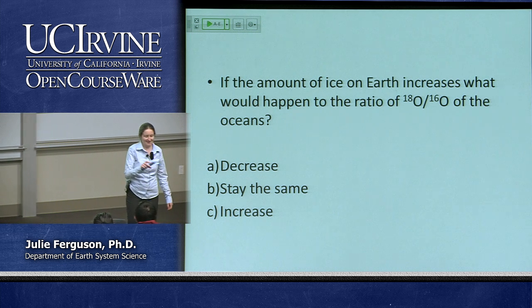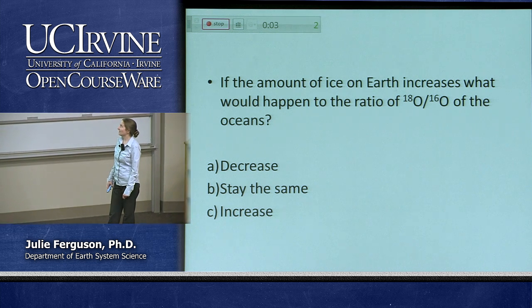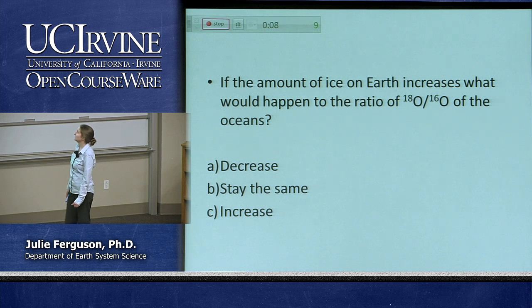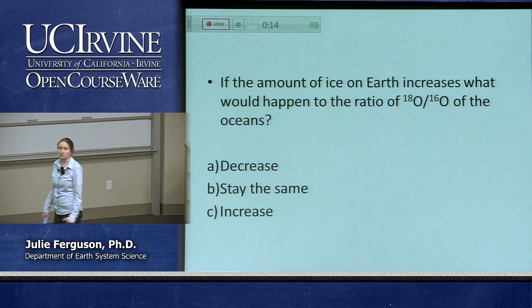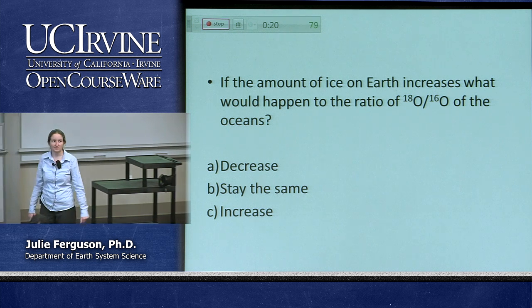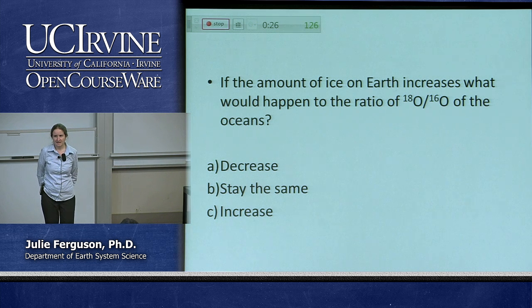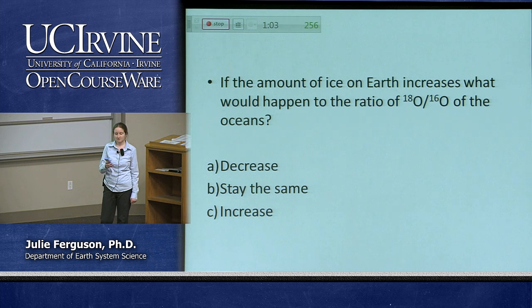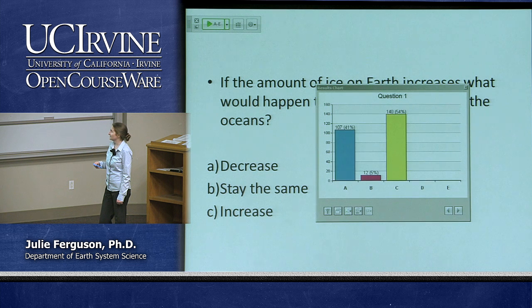So, first of all, because relatively few people were here on Friday, I would like to see if we can get to this idea. If the amount of ice on Earth increases, what will happen to the ratio of oxygen 18 to oxygen 16 in the ocean? So think about where the oxygen 16 will go, and what that will do to the amount of oxygen 18 compared to the oxygen 16 in ocean water. Okay, so think about it for a couple of minutes carefully first. Has everyone had a chance to vote who would like to vote? Okay, let's take a look and see how we're doing with this.